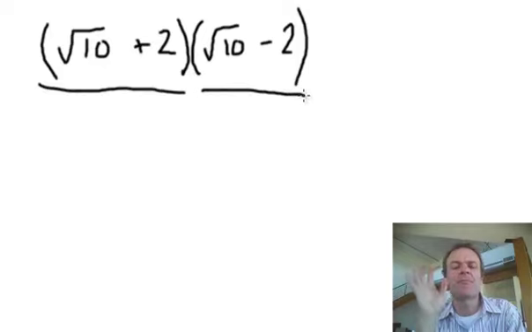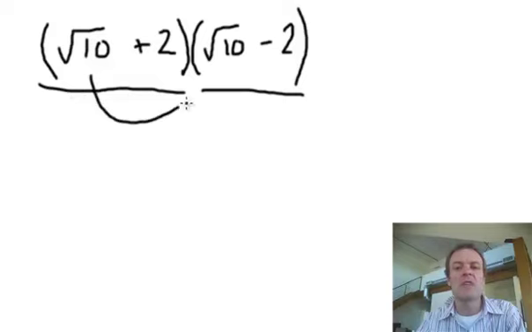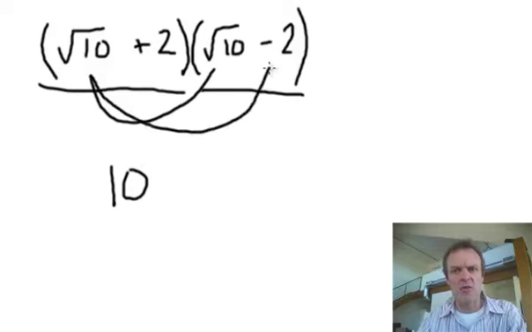Okay, now look at them. They kind of look identical, except one's got a plus in it, one's got a minus in it. All right, so this is what happens. What's root 10 times root 10? It's 10. Okay, so I'm foiling. What's root 10 times negative 2? All I can write is negative 2 root 10.